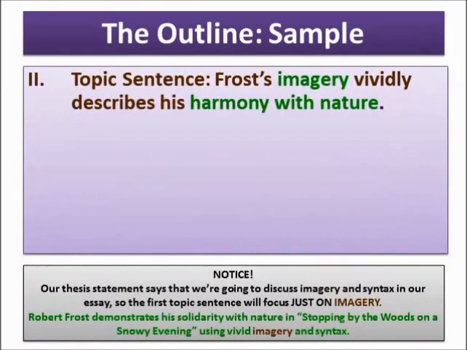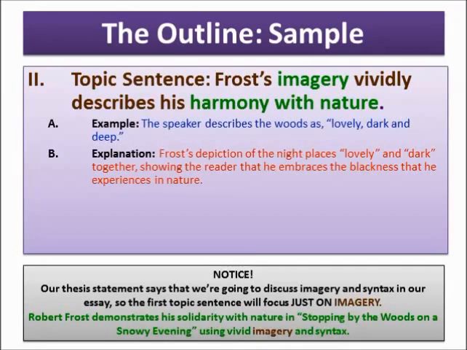It's time to outline our first body paragraph, or Roman numeral 2. We begin with a topic sentence. Frost's imagery vividly describes his harmony with nature. Notice, our thesis statement says that we're going to discuss imagery and syntax in our essay, so the first topic sentence will focus just on imagery. If you need a refresher to see how this topic sentence connects with our thesis statement, pause the video at this time and read the thesis statement in green at the bottom of your screen.